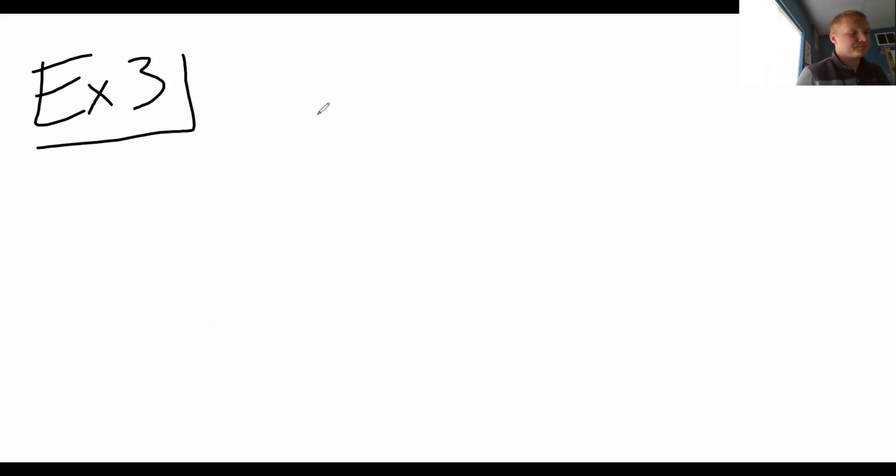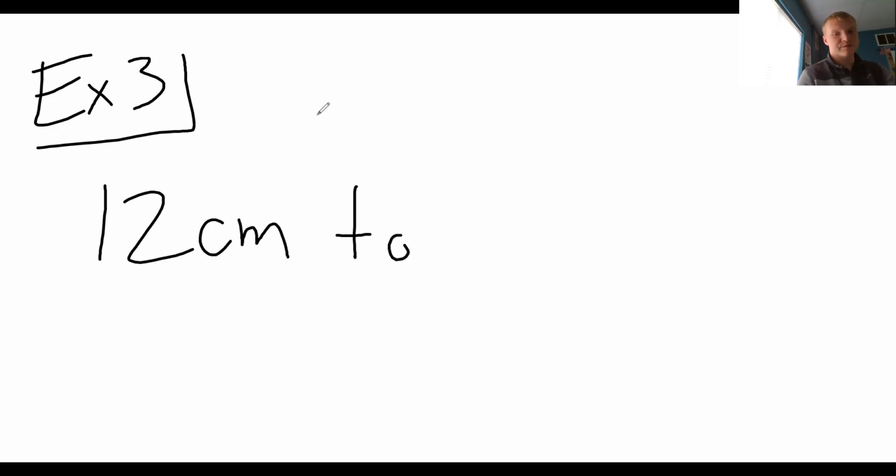Sure, go for it. All right, example 3. Converting measurements between systems. So we are on page 277, if you're wondering where I was at. All we're doing here is it wants us to go 12 centimeters to inches. So Ellen, how am I going to get 12 centimeters to equal inches?